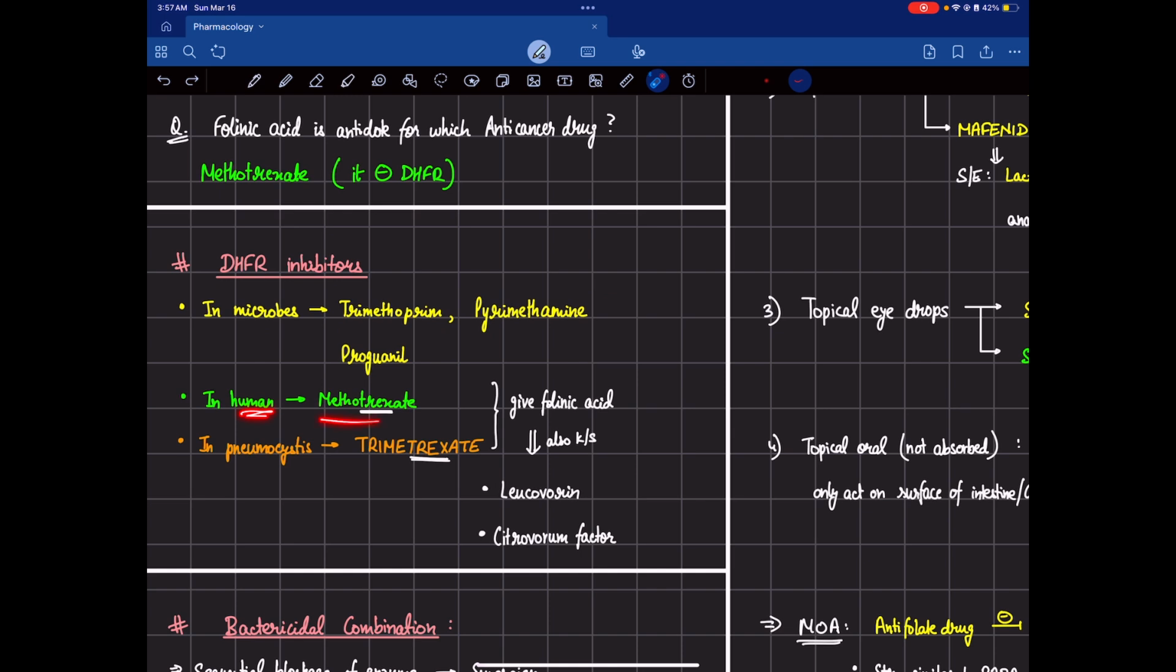DHFR inhibitors in microbes, we use trimethoprim, pyrimethamine and proguanil. For humans, we use methotrexate, and in pneumocystis, we use trimetrexate. For methotrexate and trimetrexate, we give folinic acid as a supplementation, and this is also known as leucovorin or citrovorum factor.